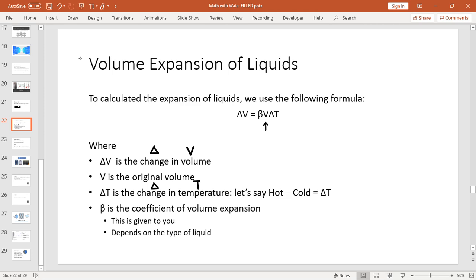Okay. And the funny looking B, beta, is the coefficient of volume expansion. It depends on what type of liquid you have, because they all expand differently. It's a part of their nature, right? Some things expand more than others. So it is unique to each liquid. We'll always give that to you. You don't have to figure that out or look it up or anything like that. And in fact, if you look it up, be careful because the units might be different than what I'm giving you. So look to the question, not to the internet.